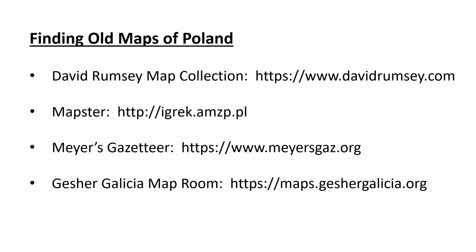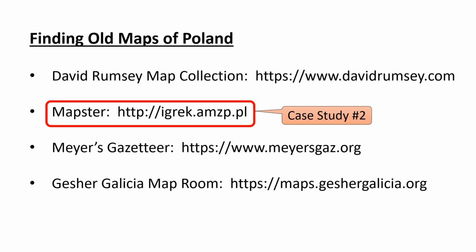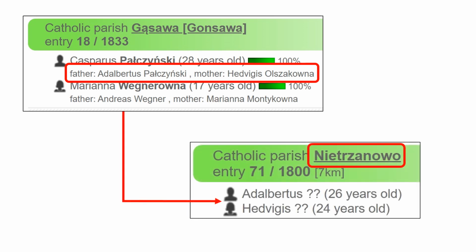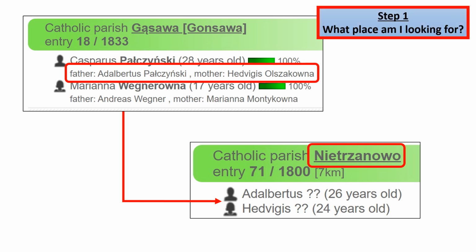Let us now move on to our second case study, where we will now be using the Mapster search engine to find old maps of Poland. Our Poznań project search for Kasparas and Mariana revealed Kasparas' parents to be Adalbertus Pałczyński and Hedwigas Olszakowna. A Poznań project search for this couple reveals a couple that could be Kasparas' parents who were married in Nieczanowo back in 1800, so this is the place we are looking for in step 1 of our process.